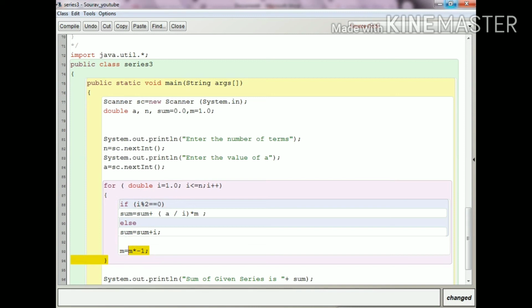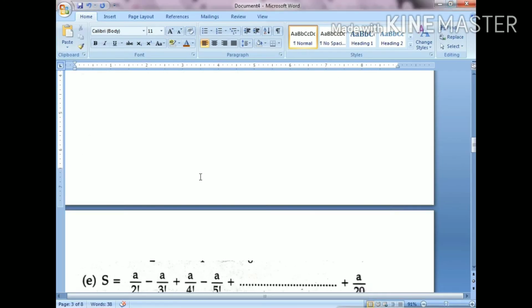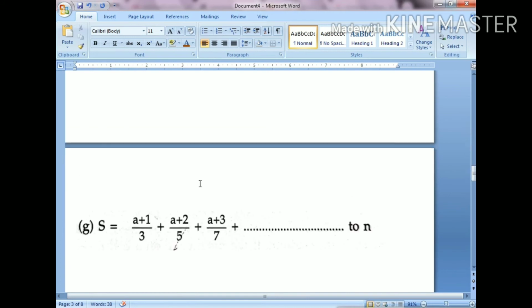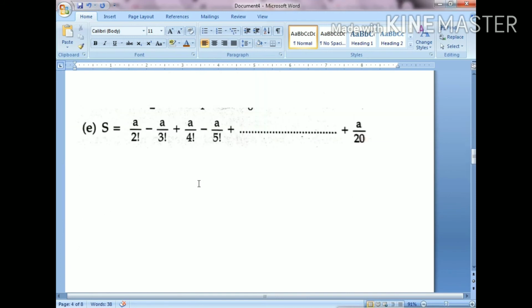So that is the next part, that is the last one I think. Yeah, that is the last one. So the starting value is 2, the ending value is 20. That means we have to ask a single question to the user, enter the value of a, and for every i value we have to factorial this figure.